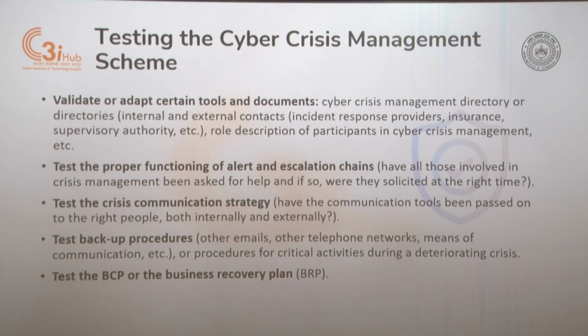Therefore, during the crisis exercise, you might be able to test whether the alert escalation chains are actually working correctly or not. The crisis communication strategy can be debugged, like what has to be communicated to whom and when. You can also test whether your backup systems are working, so the backup procedures have to be properly checked, and then you have to also test the business continuity plan or BCP, or business recovery plan or BRP. Yes? So this is contacts, incident response providers, insurance, supervisory authority, etc., right? So you have to know who to go to under what circumstances and who to contact, right?